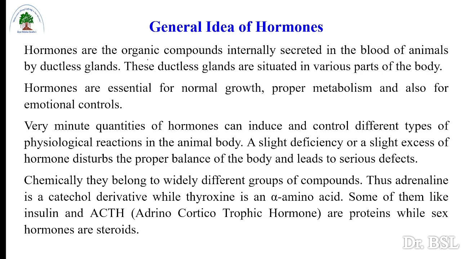Hormones are organic compounds internally secreted in the blood of animals by ductless or endocrine glands. These ductless glands are situated in various parts of the body, and hormones are essential, or they are required, for normal growth, proper metabolism, and also for emotional control.